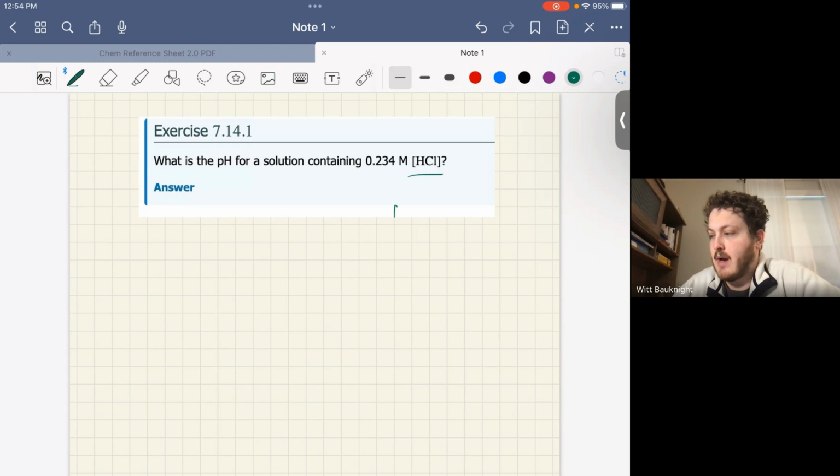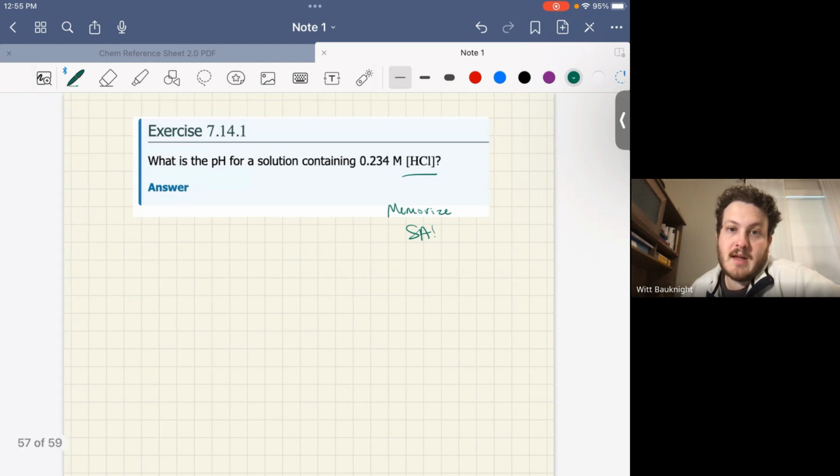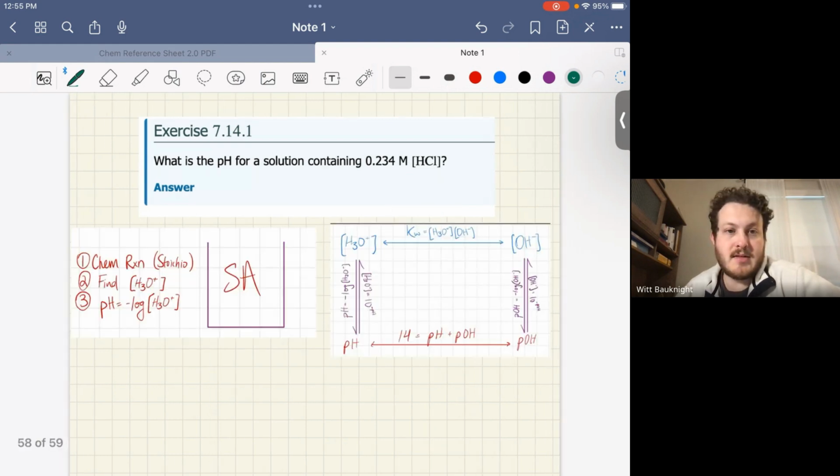You got to memorize that's a strong acid. There's 6 of them. You got to know it. If you don't, it's going to be tough to do this in the middle of a test or assignment. So, here's what I know about strong acids.